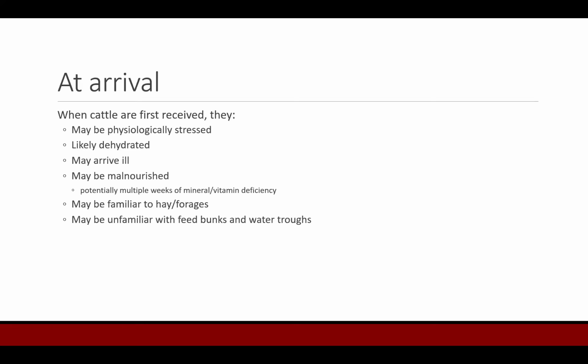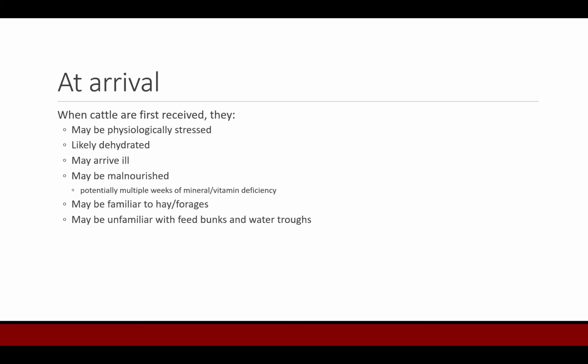Okay, makes sense? All right. They're likely familiar with hay or forages. They were probably exposed to hay and grasses while they're with their mom in the cow-calf sector. However, they're largely going to be unfamiliar with feed bunks, and also water troughs. A large number of these animals will have only drunk water out of a pond.